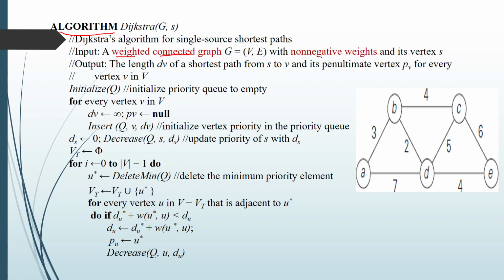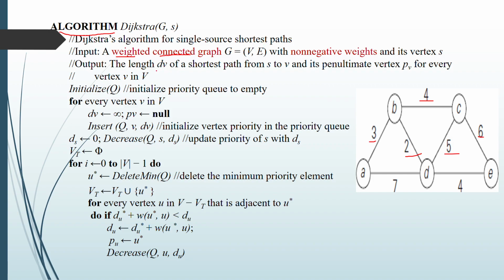And with one more condition, it works only for non-negative weights. That means the weighted graph must contain only positive weights. If the graph contains positive weights, then Dijkstra's algorithm works to find the single source shortest path.